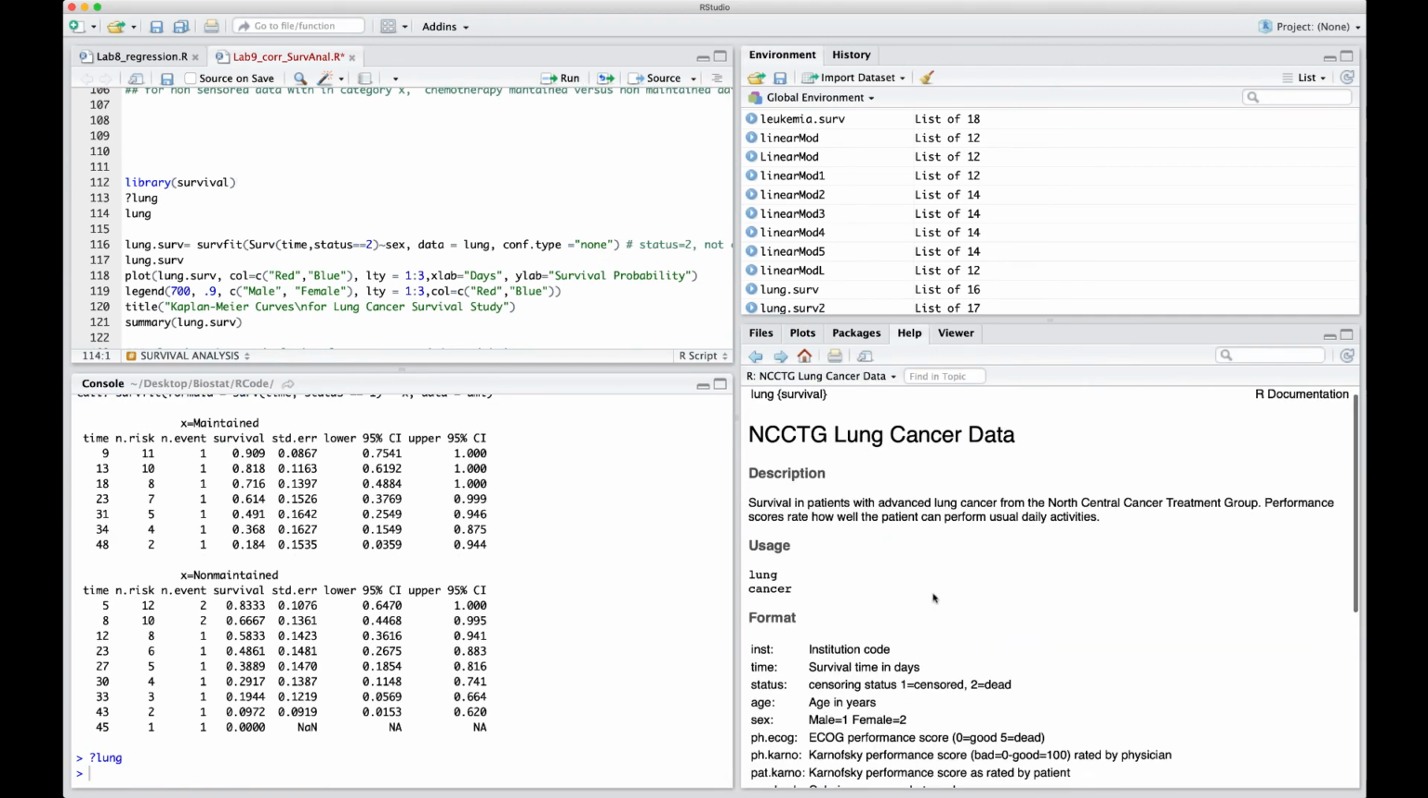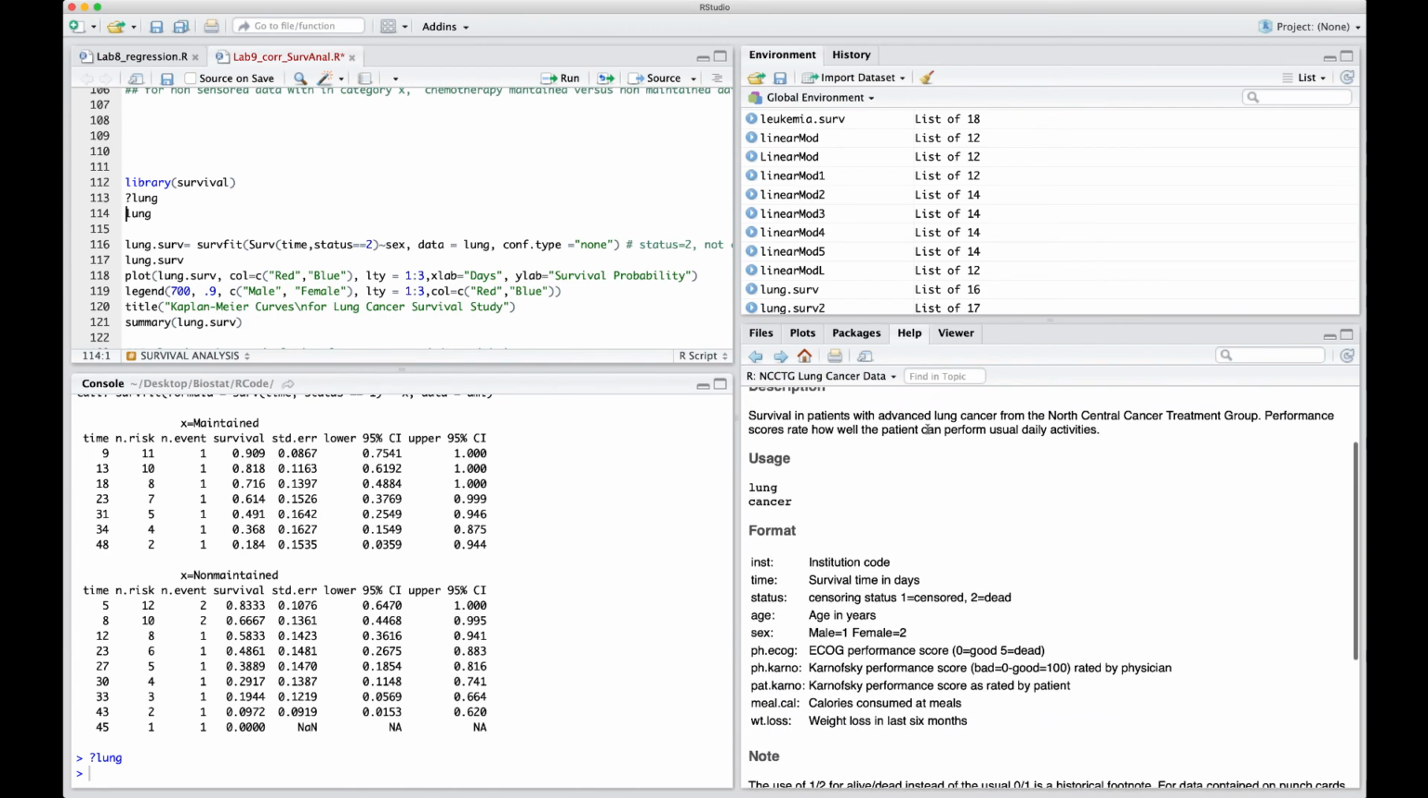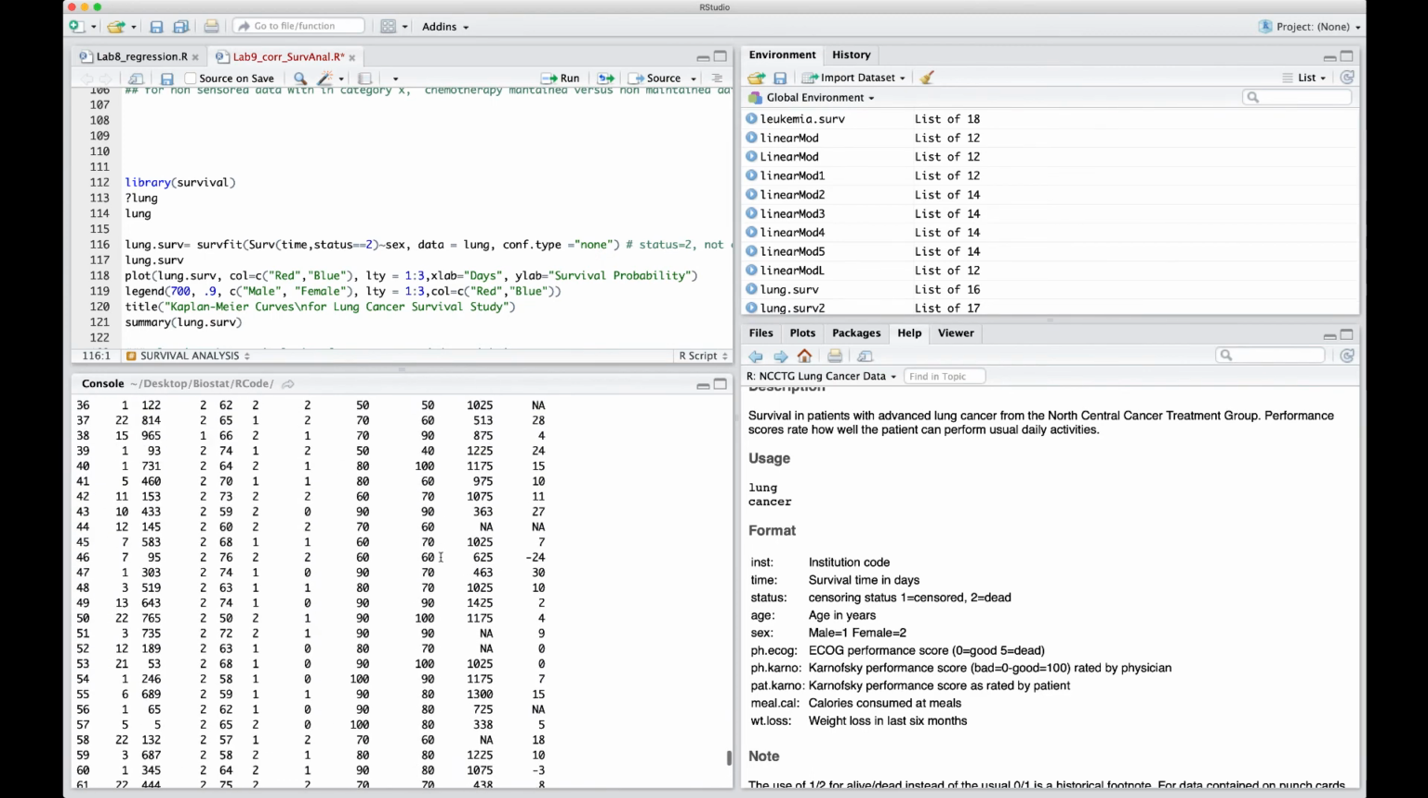Okay, so the lung cancer data is survival in patients with advanced lung cancer from the North Central Cancer Treatment Group. Performance scores rate how well the patients can perform usual daily activities. Okay, so let us see. These are the lung cancer data.